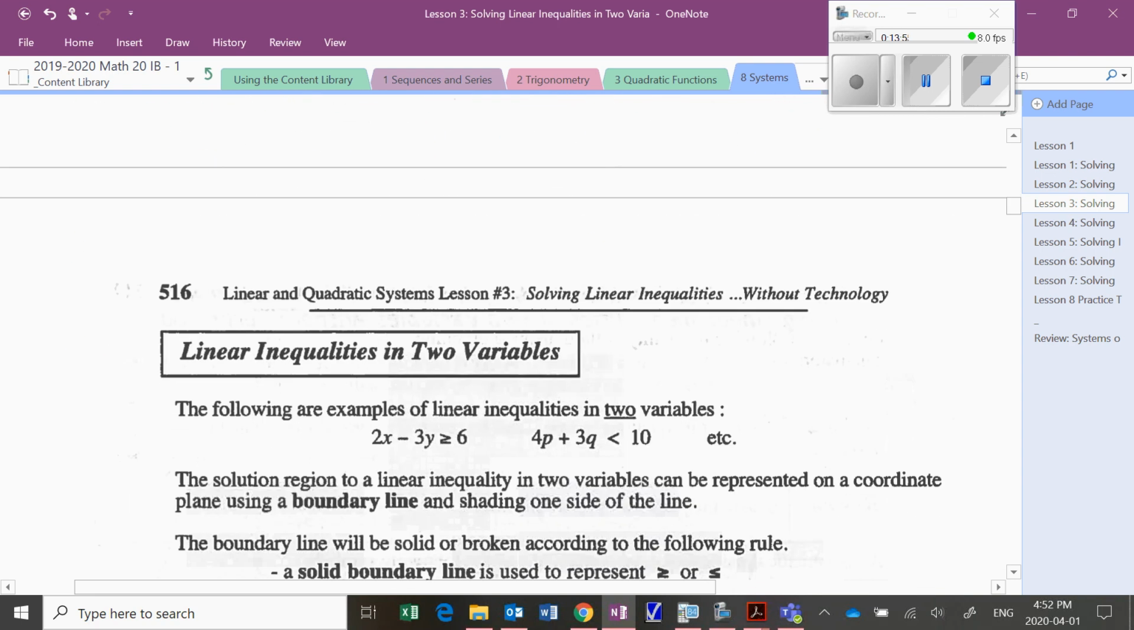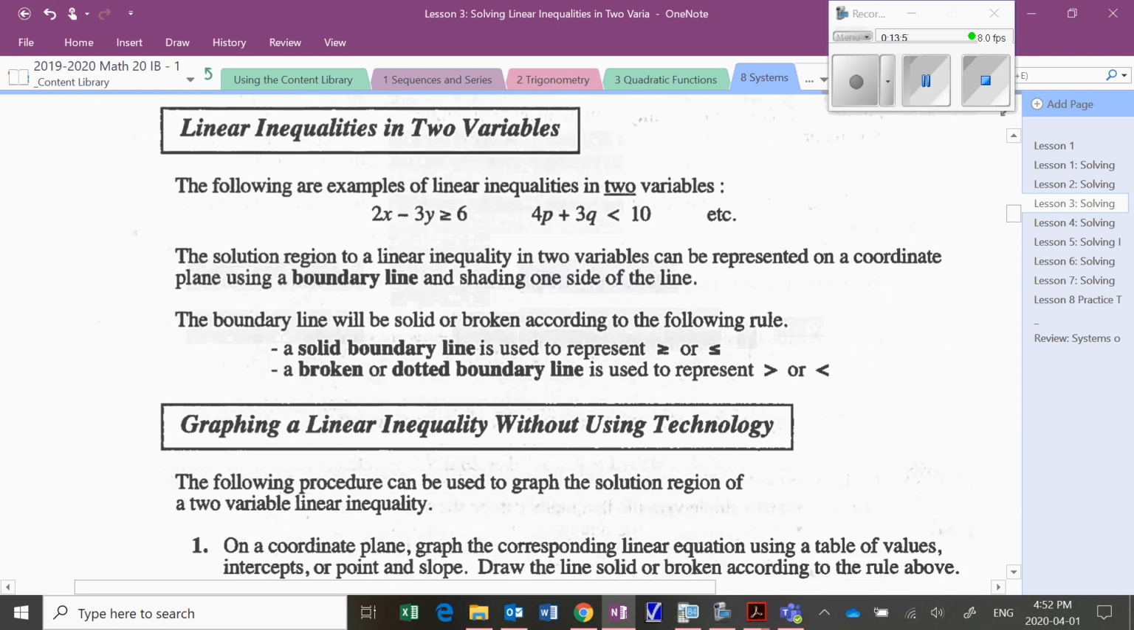Okay, so let's take a look then. Linear inequalities in 2 variables. So you can see right here, again, we've got degree 1 in both cases of these examples right here. So degree 1 telling us that it is in fact linear, and it is in 2 variables because there's 2 variables. We've got either x or y, or p or q. So the thing to recognize in this particular case when we've got 2 variables is that we are representing our solution on a coordinate plane.